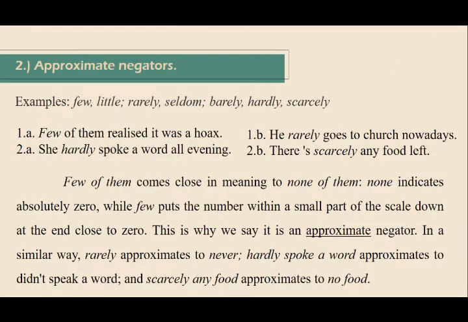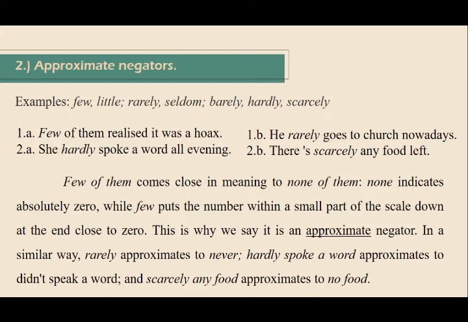Okay, next about the approximate negators. The examples are few, little, rarely, seldom, barely, hardly, and scarcely. So let's take a look at the examples. First, few: few of them realized it was a hoax. Next, she hardly spoke a word all evening. The third example, he rarely goes to church nowadays. And the last, there is scarcely any food left.